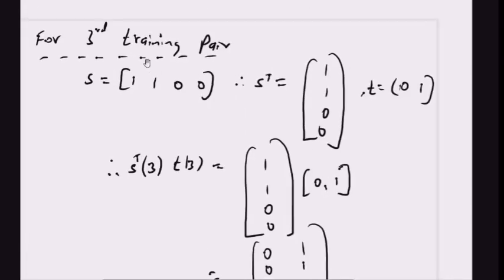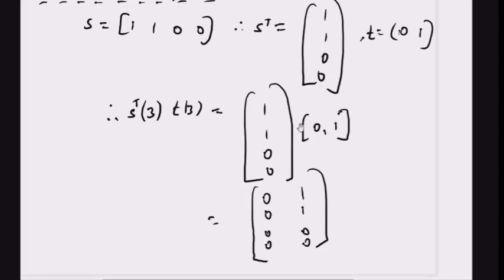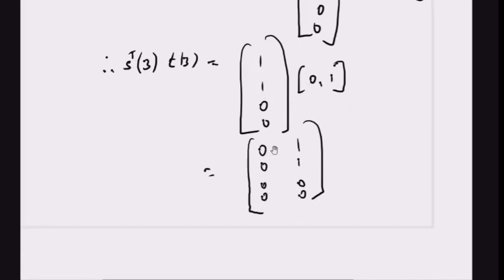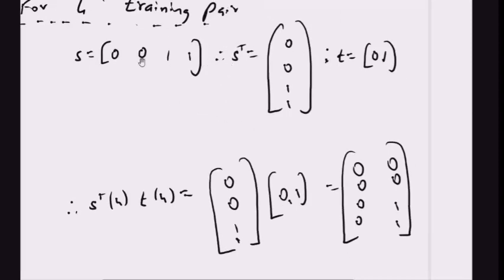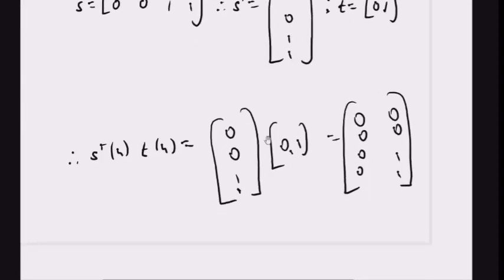Similarly for training set 3, we have 1 1 0 0 as the training pair. We take the transpose, and this is the target. When we multiply, we get 0 0 0 0 and 1 0 0. Similarly for the fourth training pair, we do the same thing. This is the S input and this is the transpose, the target. Multiply them, we get this.